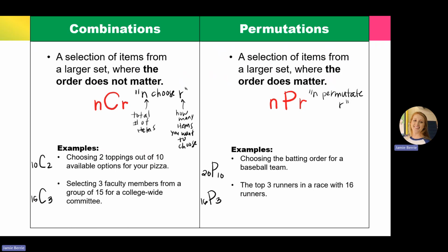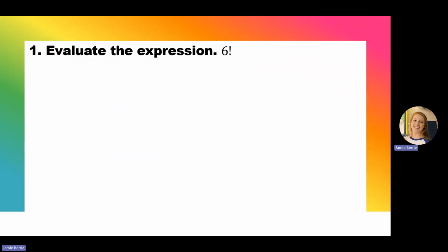All right, so let's practice evaluating these expressions that involve combinations and permutations. And as we're practicing plugging in this first little factorial, I'll show you where the button is for combinations and permutations. So our first task is that we have to evaluate the expression 6 factorial. You could totally do this by hand, right? 6 factorial is 6 times 5 times 4 times 3 times 2 times 1. But I'm going to show you how to do it on the calculator.